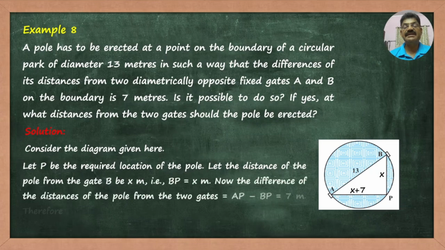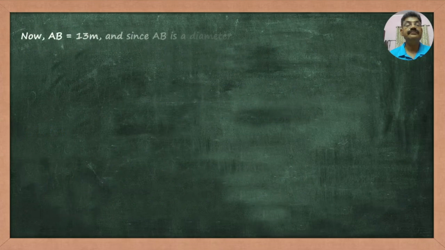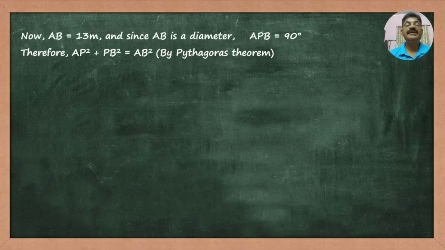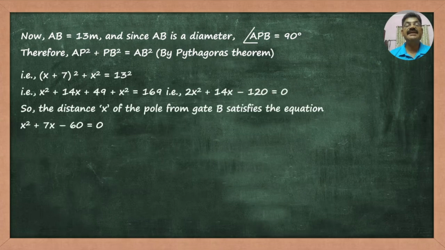Let P be the required location of the pole. Let the distance of the pole from gate B be x meter, that is BP is equal to x meter. Now the difference of the distances of the pole from the two gates, AP minus PB, is equal to 7 meter. Therefore, AP is equal to x plus 7 meter. So that is in the diagram. Now AB is equal to 13 meter, and since AB is a diameter, angle APB is equal to 90 degree. Therefore, AP square plus PB square is equal to AB square. This is by Pythagoras theorem. So, when you substitute the corresponding values, you get x plus 7 the whole square plus x square is equal to 13 square.